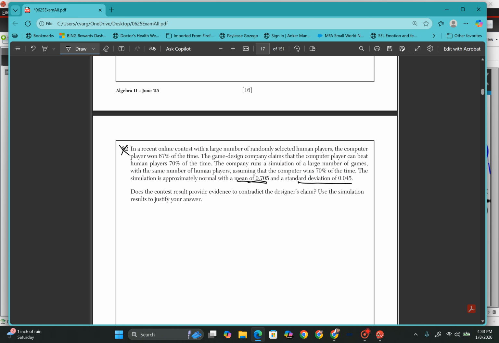Whenever you're doing questions like this, when we are looking to see if we are agreeing or disagreeing with the claim, we're going to say this thing is called a 95% confidence interval. That means with 95% confidence, the formula is always going to be mean plus or minus two times the standard deviation.